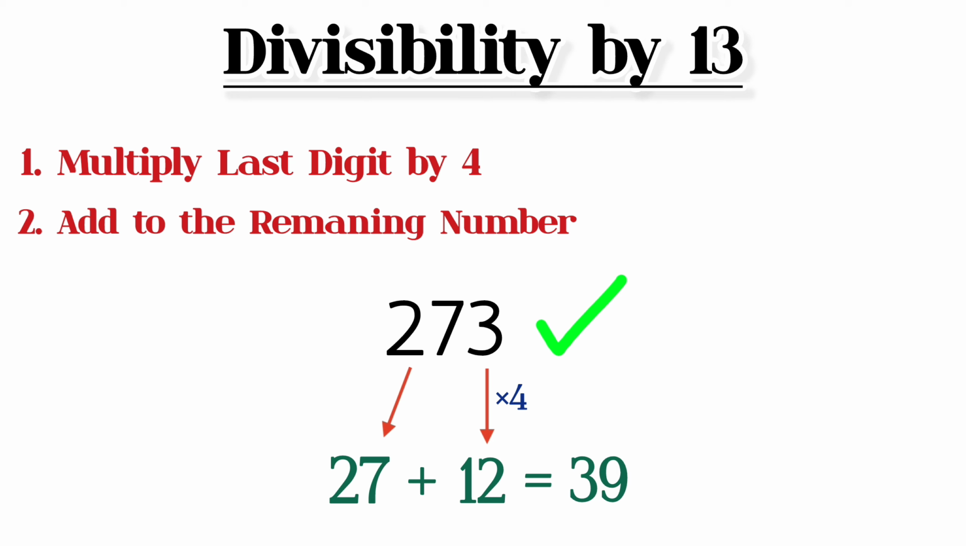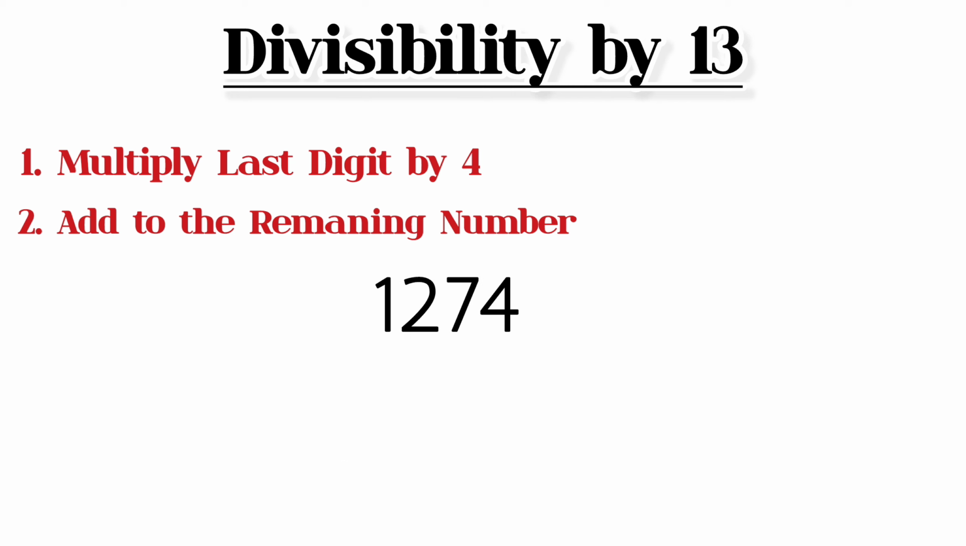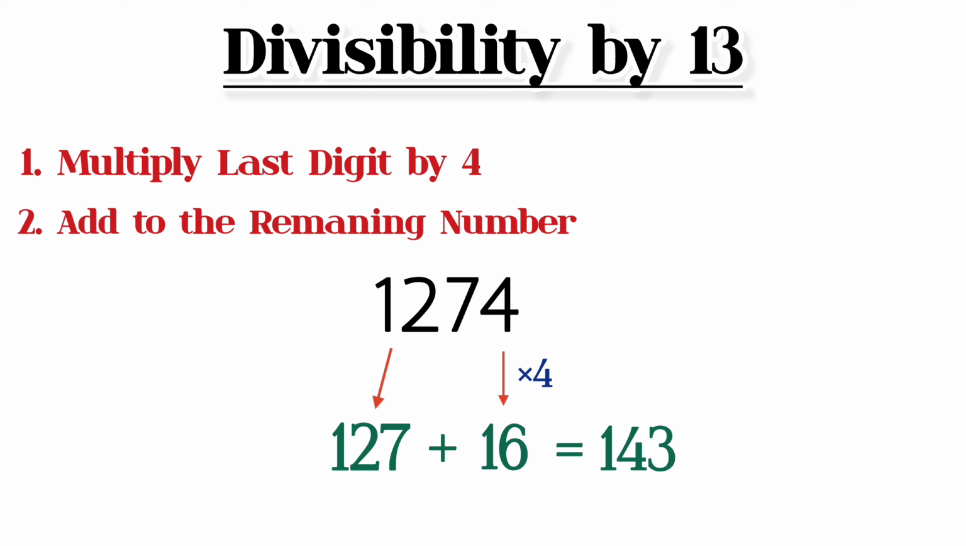Let's take another example. 1274. Multiply last digit by 4. 4 into 4, 16. Add it to the remaining number. 127 plus 16 is 143, which is also a multiple of 13, making 1274 divisible by 13. They are all very simple once you practice them.